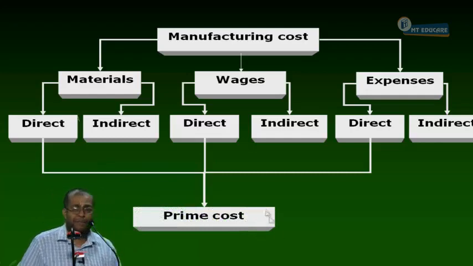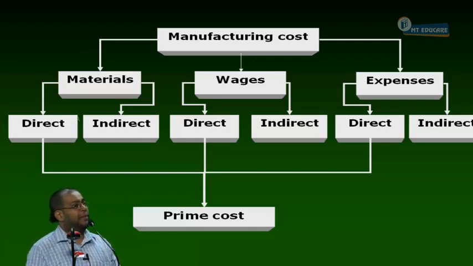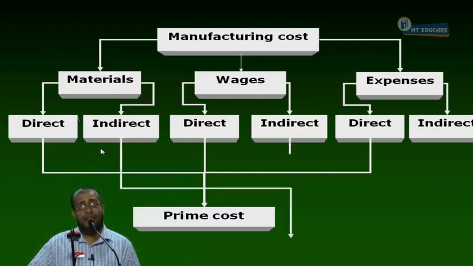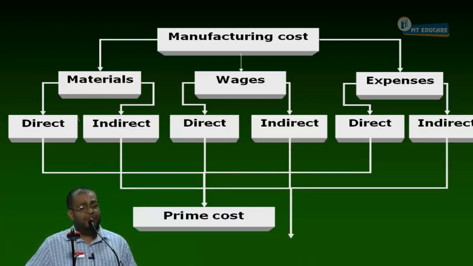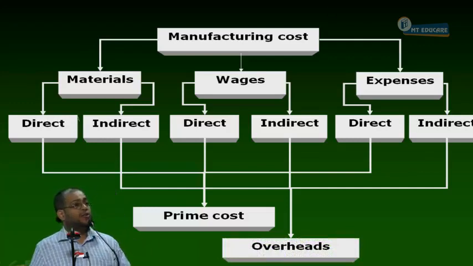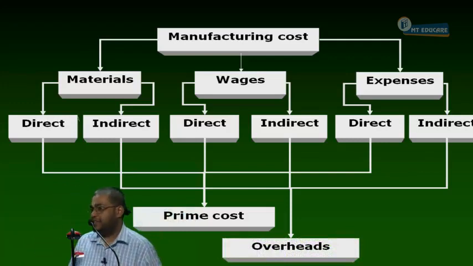Prime cost. Here we also call it direct cost. Prime cost or direct cost is nothing but direct materials plus direct wages plus direct expenses. Now, apart from this, in the factory I also spend indirect materials, indirect wages, and indirect expenses. These are indirect costs, to which I give the name overheads.